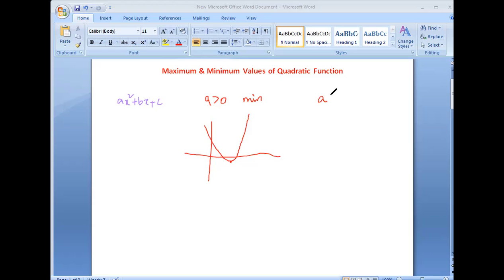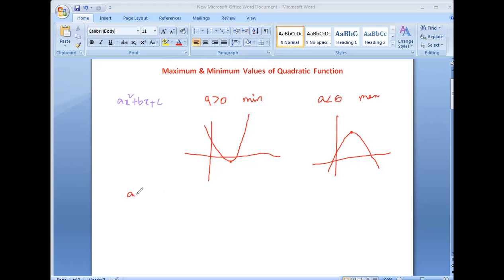If a is less than 0, if it is negative, we will get the maximum value. So the curve will be, for example, like this. The vertex will be over here. This is the maximum point. So based on the value of a, we can define whether it has a maximum or minimum point.